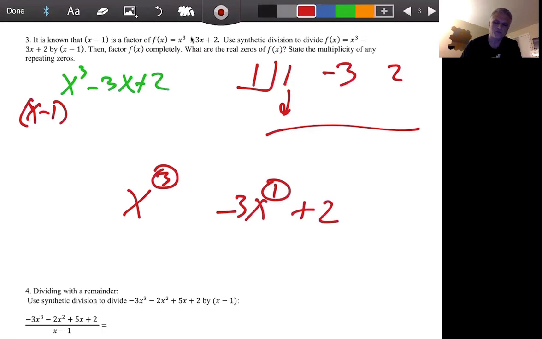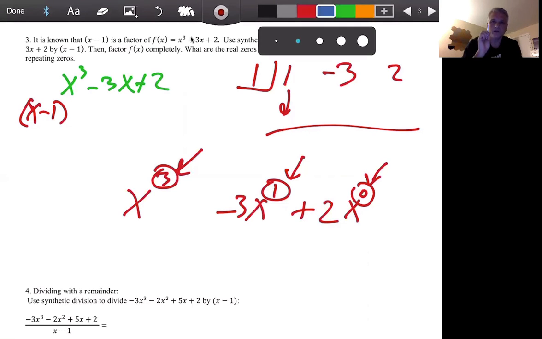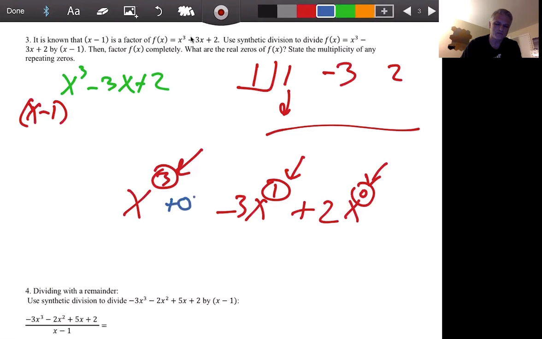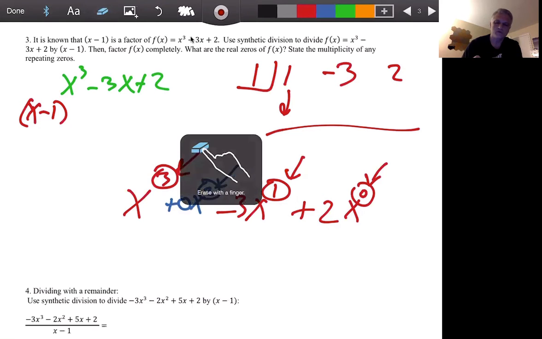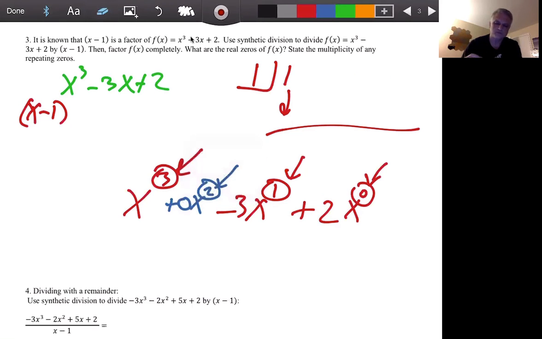It's got a 2. So the exponents are 3, 1, and 0 for the x's. If there are gaps, you have to fill them in with placeholders. So we would fill in this right here. So I'm going to put in my gap filler 0 here. And then we can put our -3 and our +2.